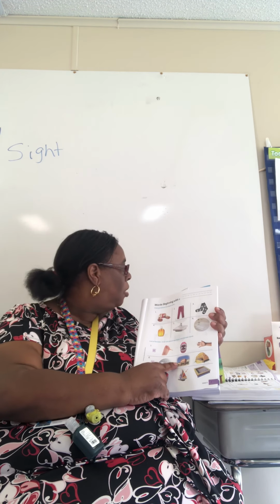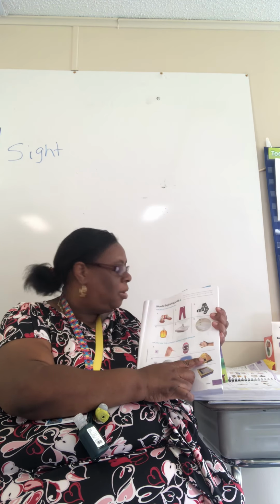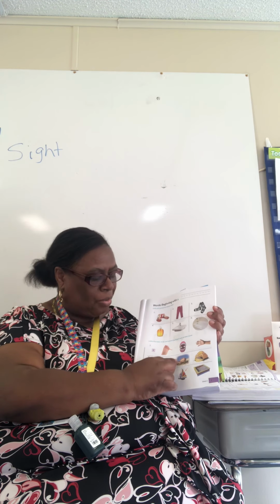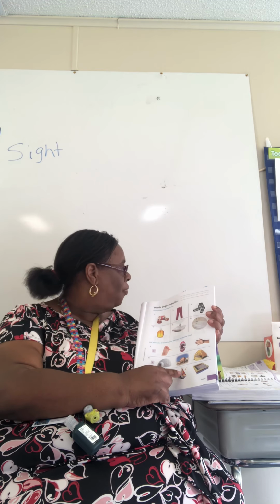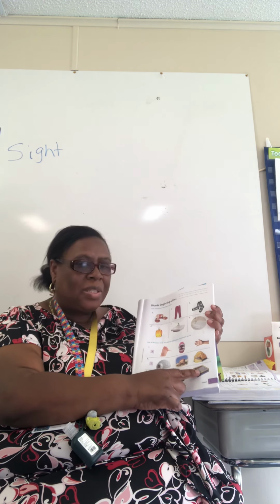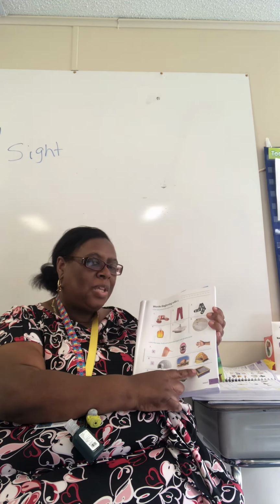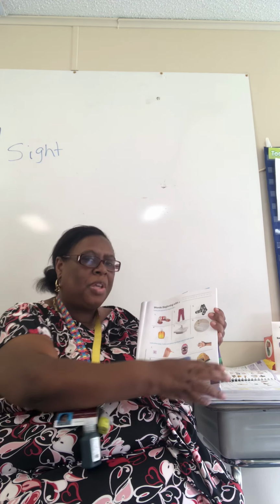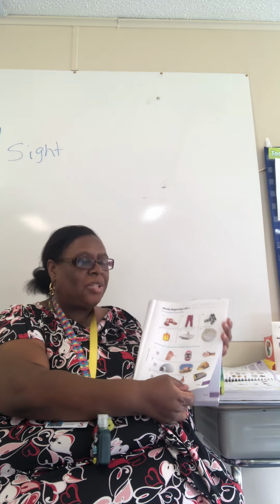Igloo, store, and tent. You only circle the ones with the I sound on this one. And for the S sound, we have beach ball, sail, and sandbox. So what you're going to do is circle the ones that begin with the letter S. That's our lesson 3.